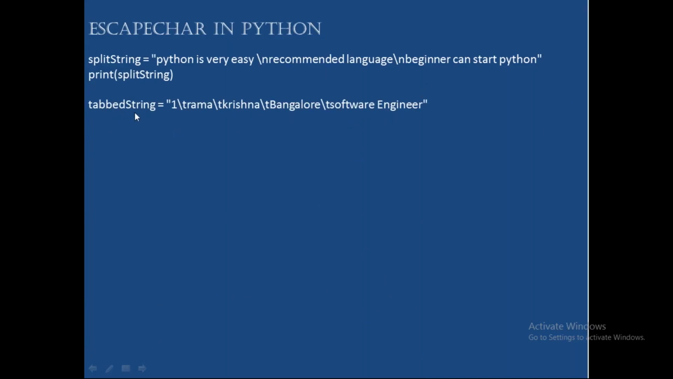Next, the tab string, meaning one tab Rama, tab Krishna, tab Bangalore, tab software engineer. Now what will happen? One will be printed, tab space you will get, Rama will print, tab space you will get, Krishna will print, tab space you will get, Bangalore it will print, tab space, software engineer it will print, tab space you will get.